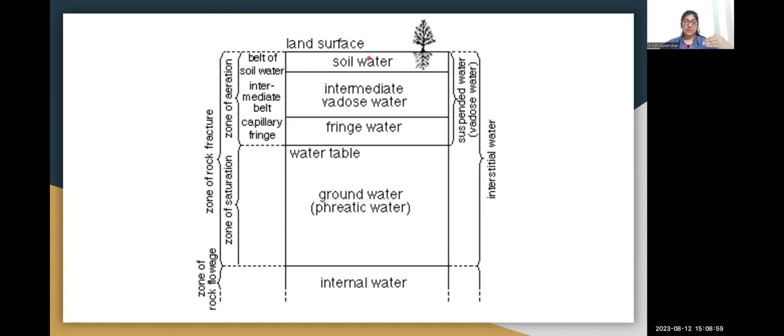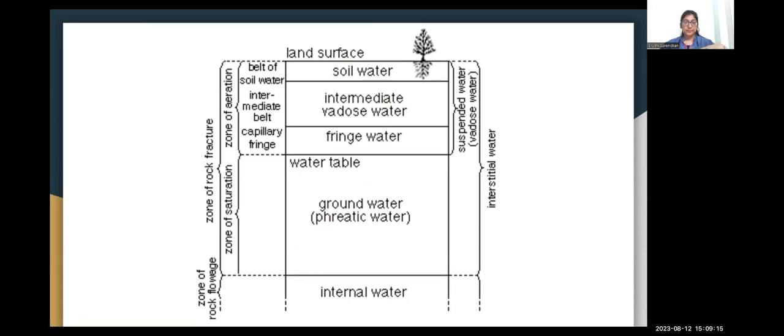Now, beneath it comes the intermediate Vadose zone. After the soil water zone is saturated with water, the water will start moving downwards into the Vadose zone. Then the capillary fringe zone is the place where the presence of water is majorly because of capillarity action and intermolecular attraction of the particles. It is majorly due to capillarity action, and that is how it obtained the name capillary fringe.